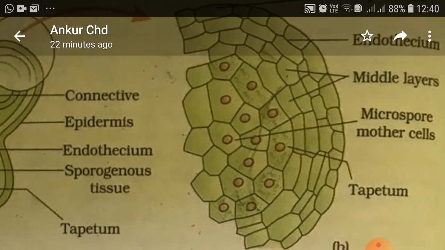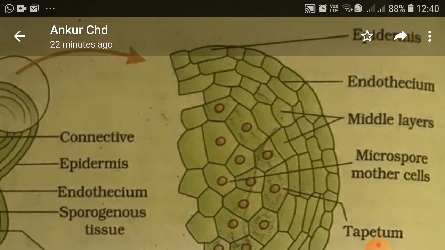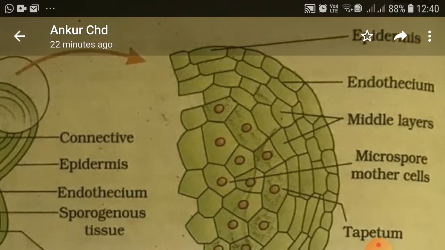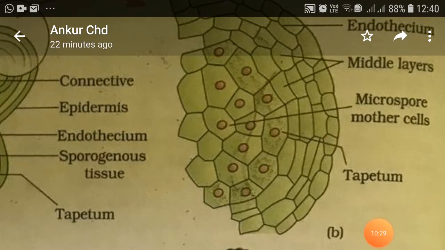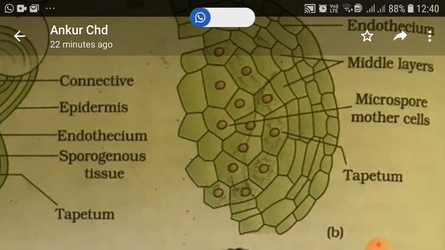Clear? So here you see the diagrammatic layers of this diagram, and on the other side the cellular diagram is there, which shows the outer single layer epidermis, then next to it the endothecium, then the middle layers, and then the tapetum, the nourishing cells, and innermost are the microspore mother cells. Now these microspore mother cells are diploid in nature. Up to here all the cells have 2n number of chromosomes and are diploid.